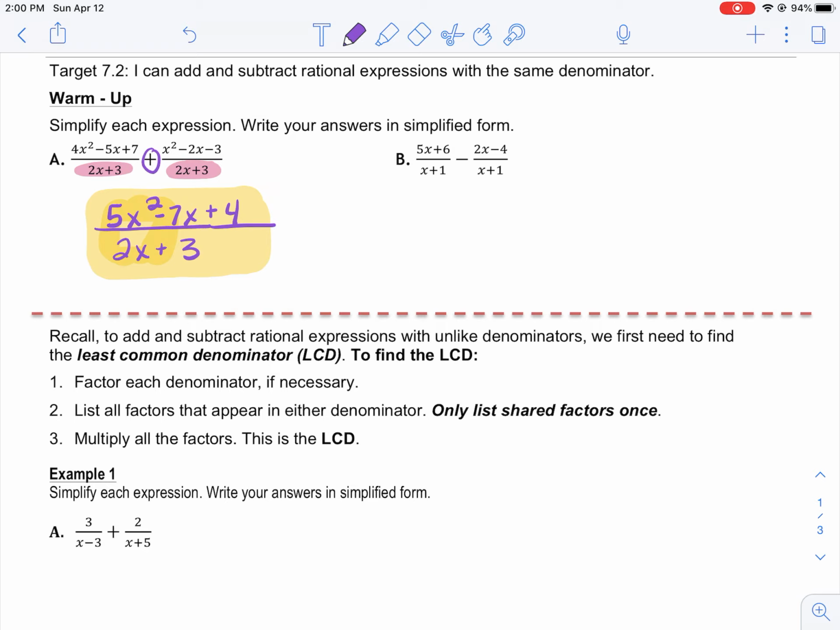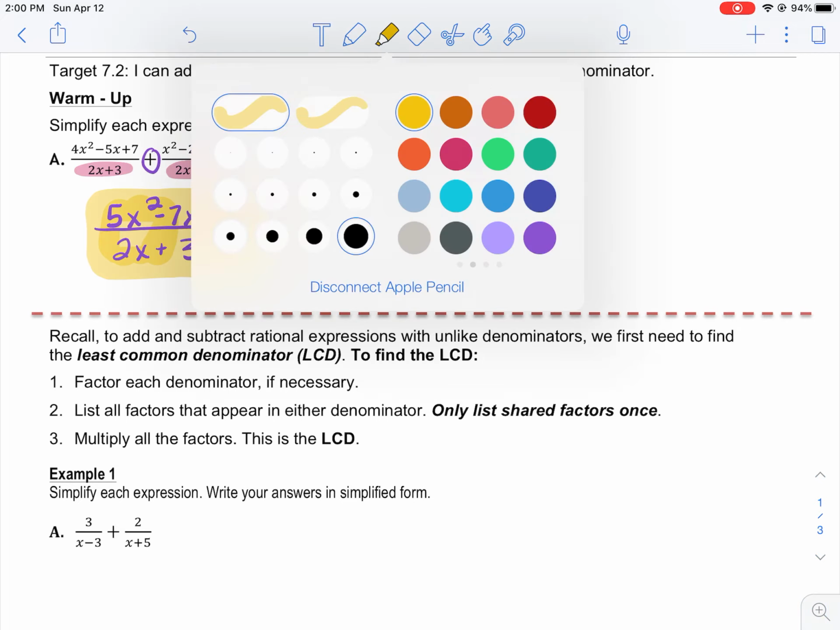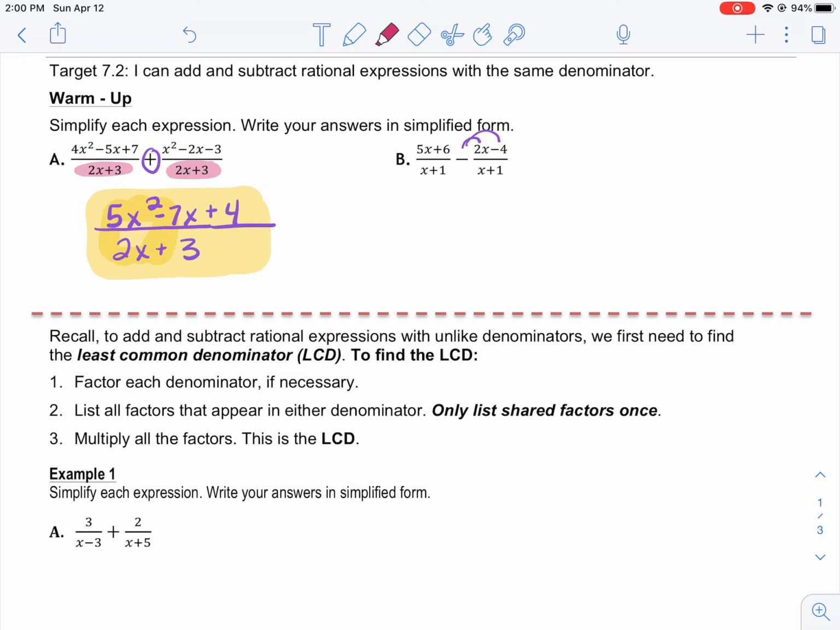Okay, so for the next problem, we're subtracting. The only thing that's tricky about subtraction is that you have to make sure you distribute the minus sign. Similar to the previous problem, we already have that common denominator. We have an x plus 1 on the bottom. And so we're going to keep the x plus 1 as the denominator, and then we're going to put our like terms together using subtraction this time.